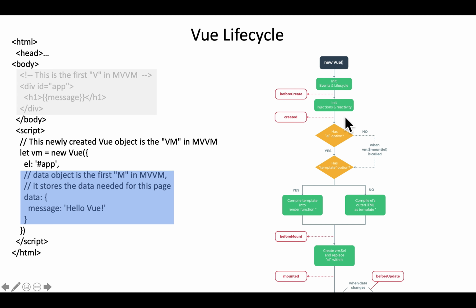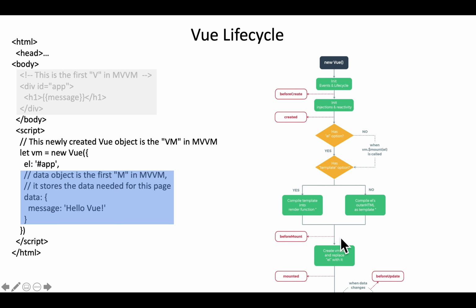After created, Vue will search for, do we provide an EL option? It turns out, yes, we do. We have an EL equal to #app. Now this one means that we're going to mount the current Vue instance to this HTML element. Or in other words, we're giving this gray area to Vue and let Vue update. Okay, we're going to go yes. Has template options? We don't have a property called template, so we're going to go to no. So what happened is Vue will compile EL's outer HTML as template. Now this EL refers to this gray area.